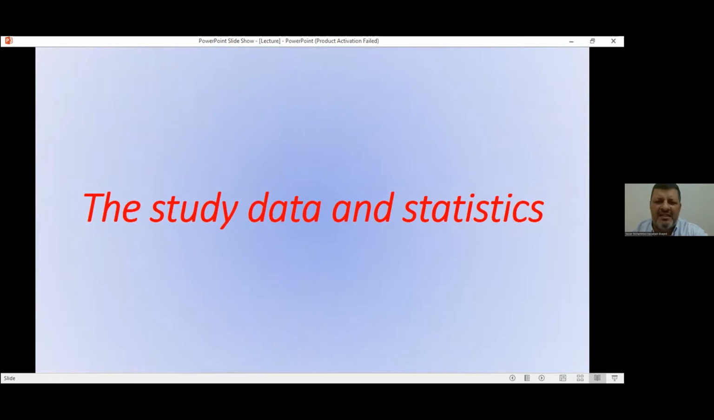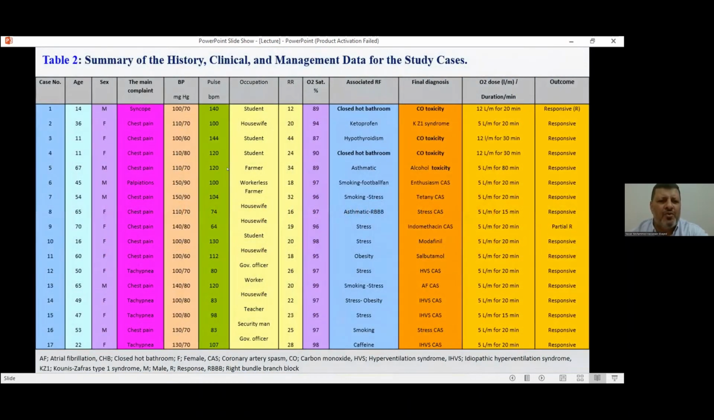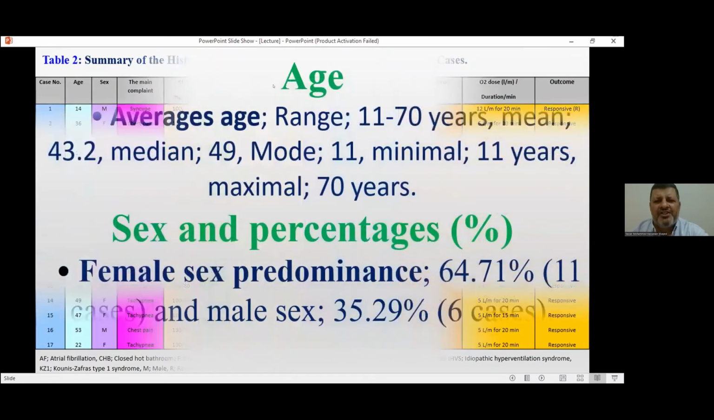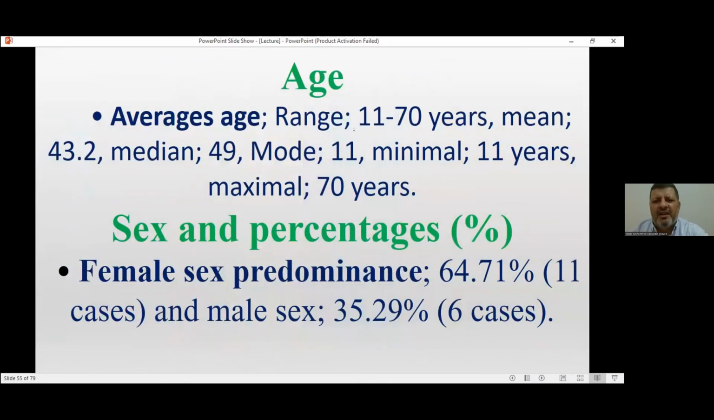Studies, data, and statistics. As you see, if you want to review this summary of history, clinical data, and management data for the study cases. The average case age ranges from 11 to 70, with a mean of 43. Sex is predominantly female, 64.7.